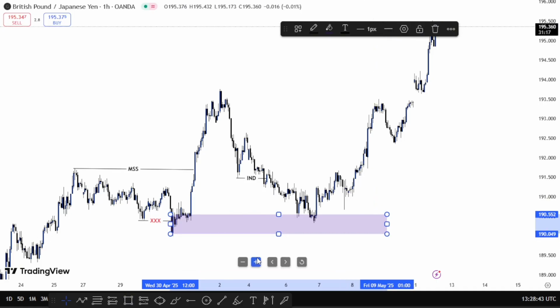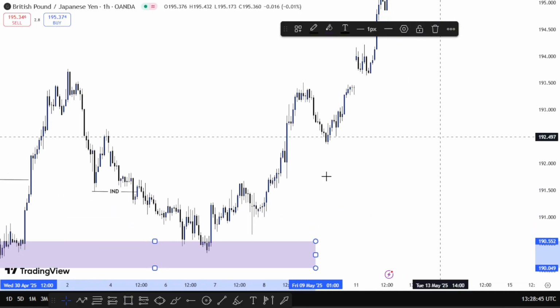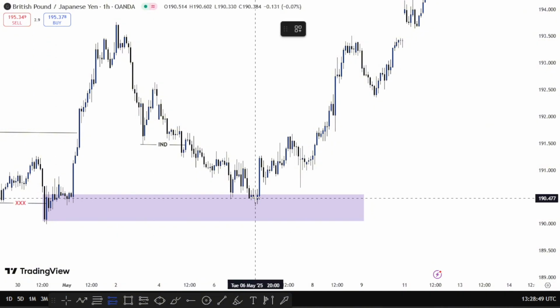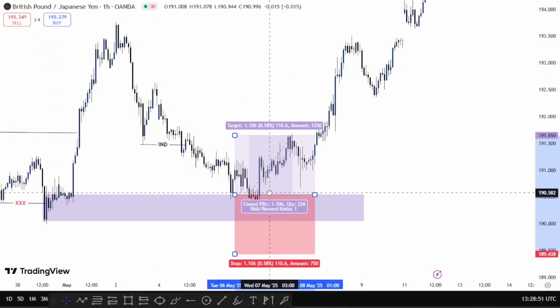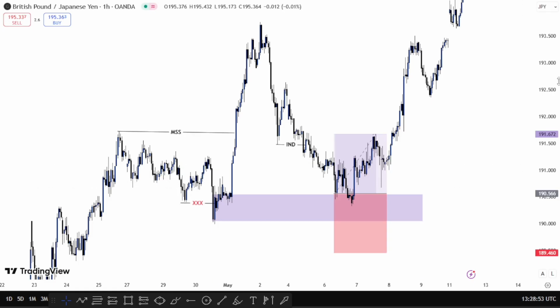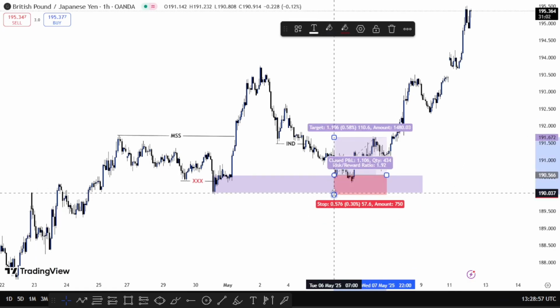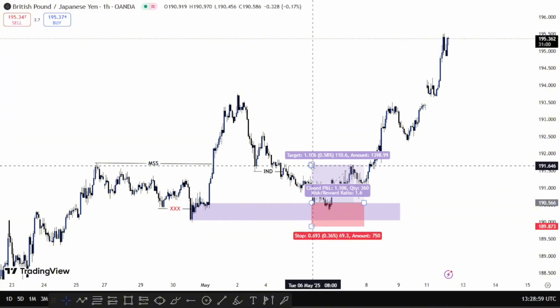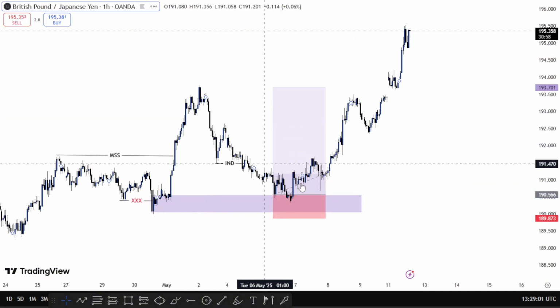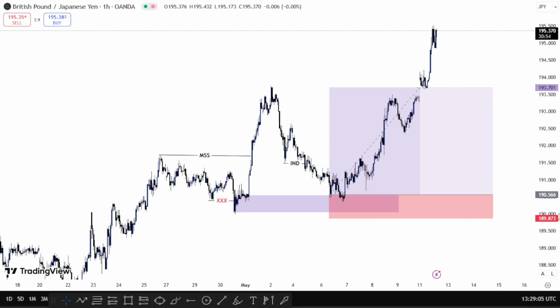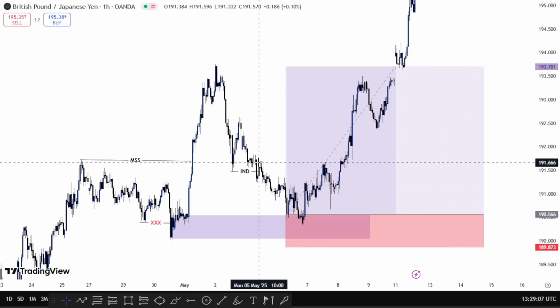Now I don't want to be jumping into this, because if I want to buy from here, or let's say here, my stop loss is going to be so wide. I'm going to be risking so much to be able to target this particular area right there. So with that in mind, I'm just going to redefine my trading entry.